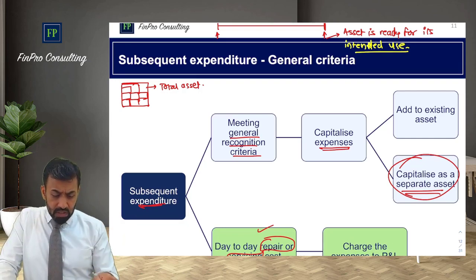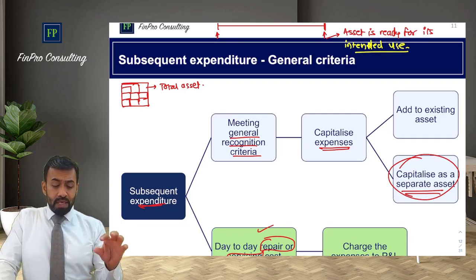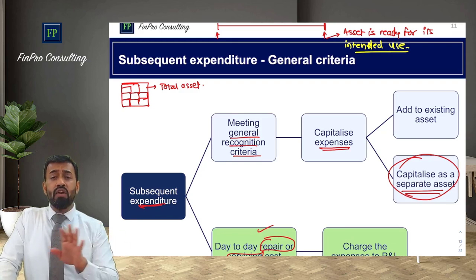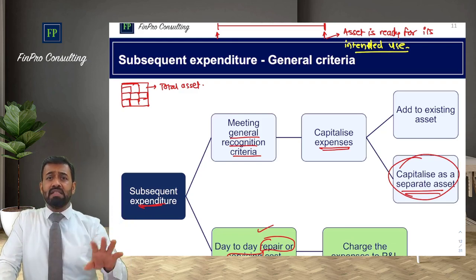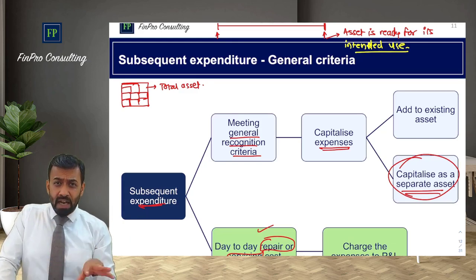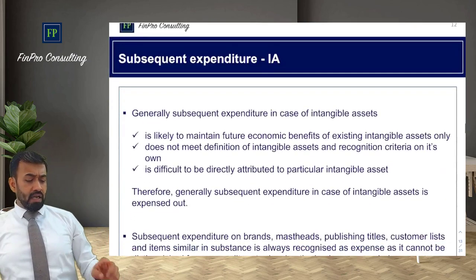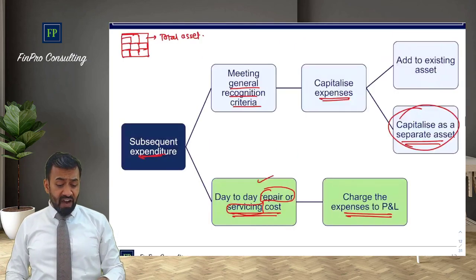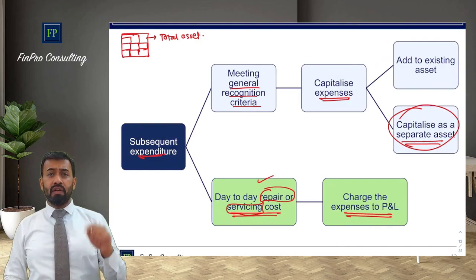So apart from this expenditure which meets the general recognition criteria, you cannot capitalize anything as a part of that asset. You have to remember this. This is applicable for investment property as well. As far as intangible asset is concerned, it is very difficult to justify whether it meets general recognition criteria or not.